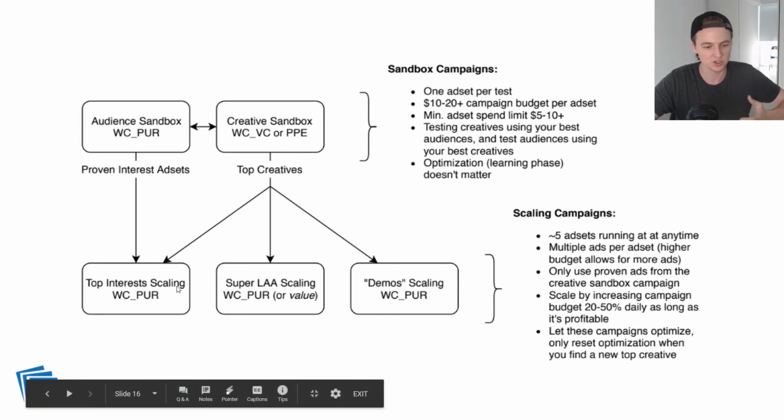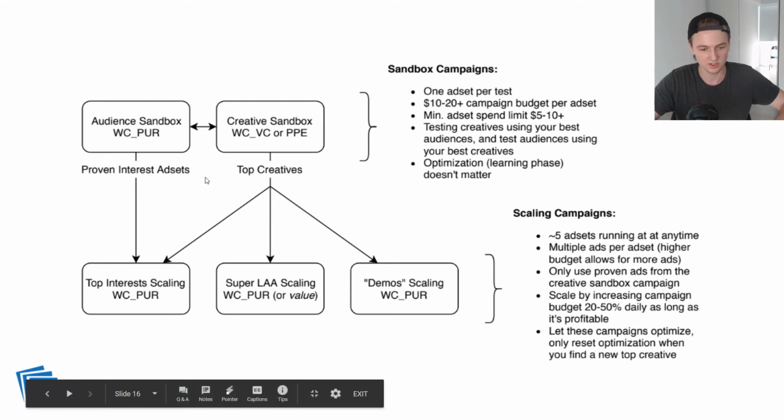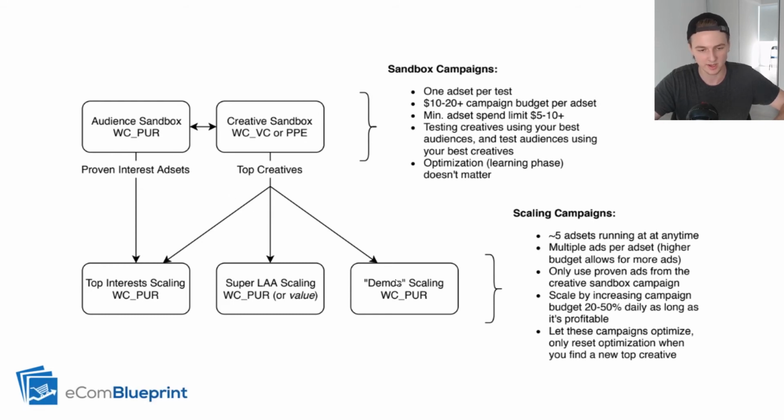And as you change your interests over time, this also changes the data for your lookalikes. And so with the creative sandbox, you want to always be testing creatives, and then you take the top creatives and you add them to all the scaling campaigns. And so this is essentially what your ad account structure looks like, summed up in one picture, right? You have the sandbox campaigns here, and you have the scaling campaigns here, and all the top creatives go into all of the scaling campaigns. Top interests go into the top interest scaling.